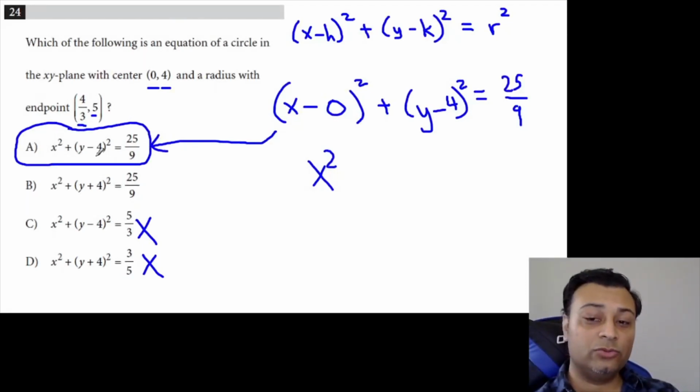Well, we knew it was going to be y minus 4 because of this 4. So we already knew that that y plus 4 was not it. We just needed the 25/9 on the far right. The answer is A.